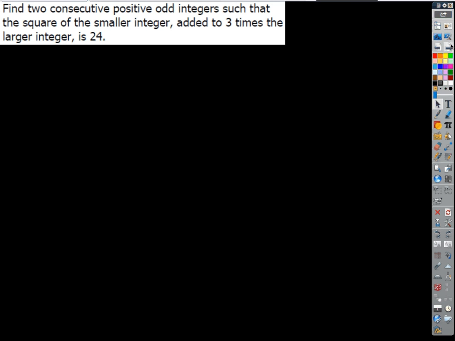Okay, so we want to use algebra here. Let's see if we can come up with a solution using algebra. So what about this? Two consecutive positive odd integers. We should always try to define our variables first. So you have x and x plus 2. Okay, good. We have x and x plus 2 as our two numbers, right?